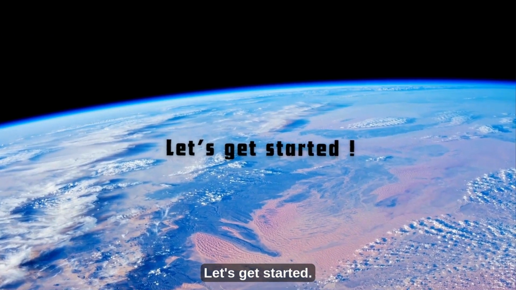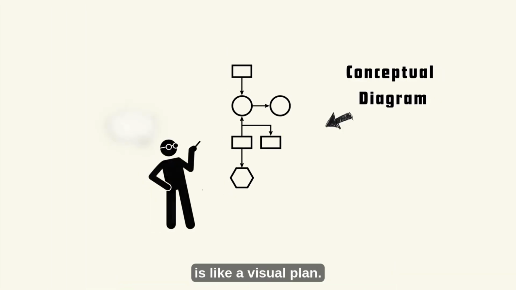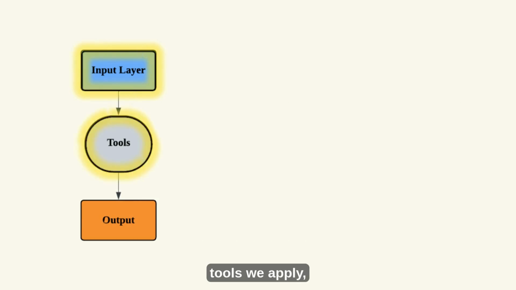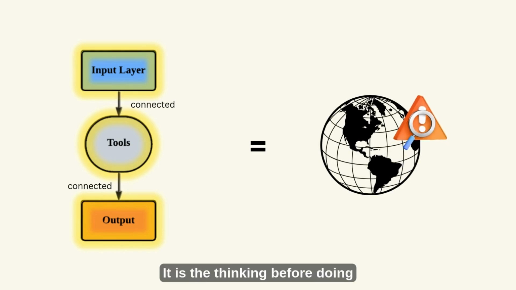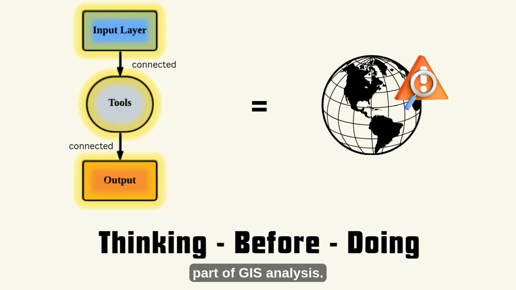Let's get started. A conceptual diagram in spatial analysis is like a visual plan. It shows how the data we need, the spatial tools we apply, and the result are connected to solve a spatial problem. It is the thinking before doing part of GIS analysis.